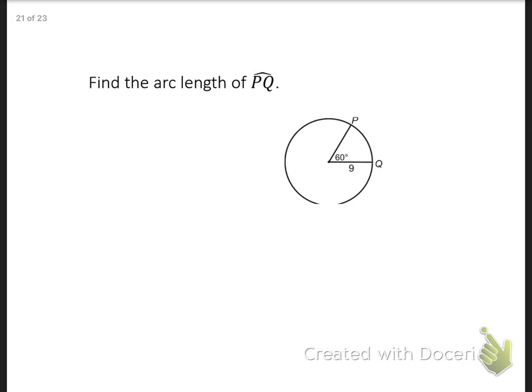Okay, our last thing is go ahead and try this one on your own, so pause the video. So I'm going to do 60 divided by 360 times 2 pi r. And I get 3 pi units. Okay, so that is arc length.